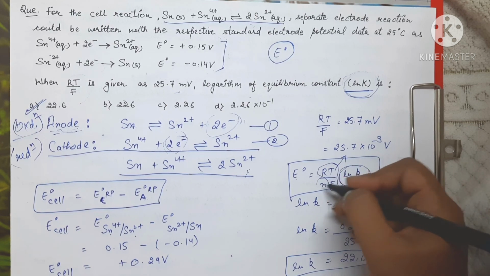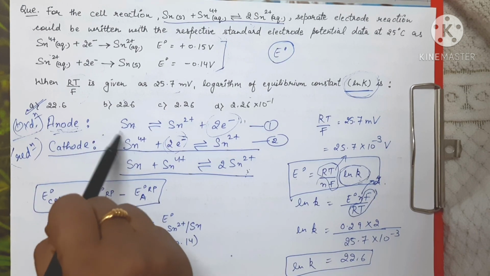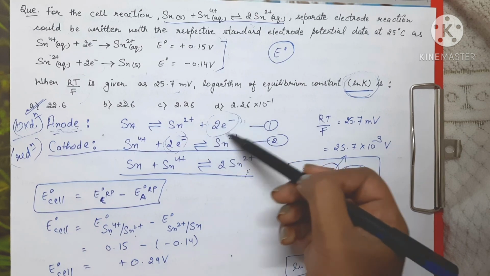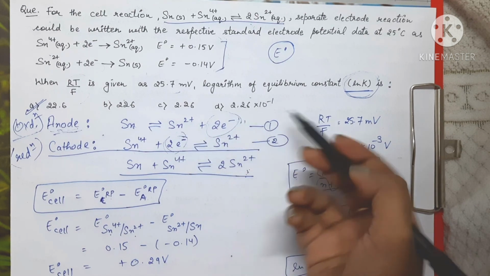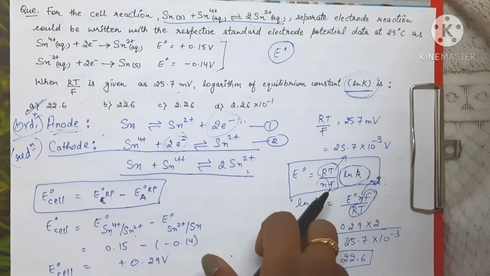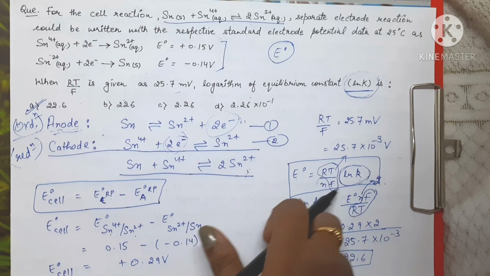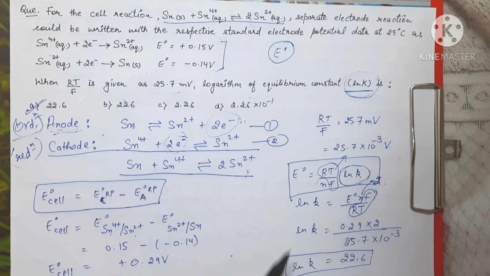And the value of N you can find if you look at the half cell reactions, you will find that 2 electrons are present. The value of N is equal to 2. So putting the values of E naught, N and RT by F, you can find out the value of ln k from here, right? So this is all about the question and about the solution of this question.